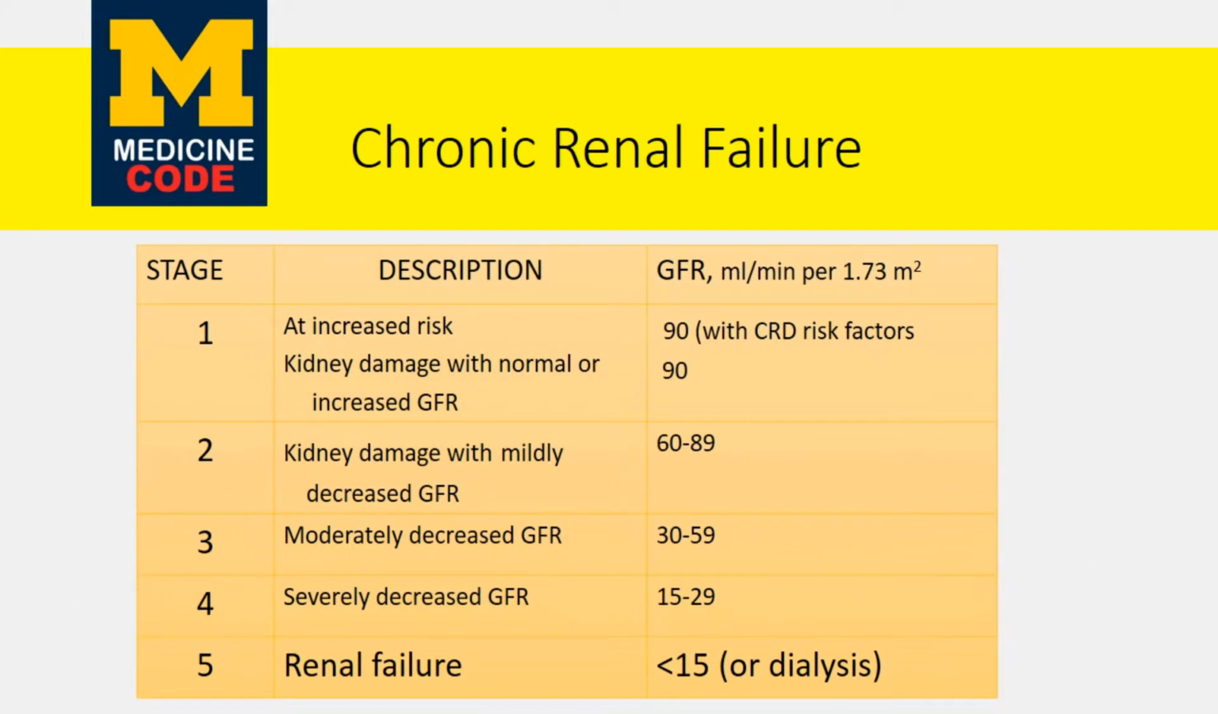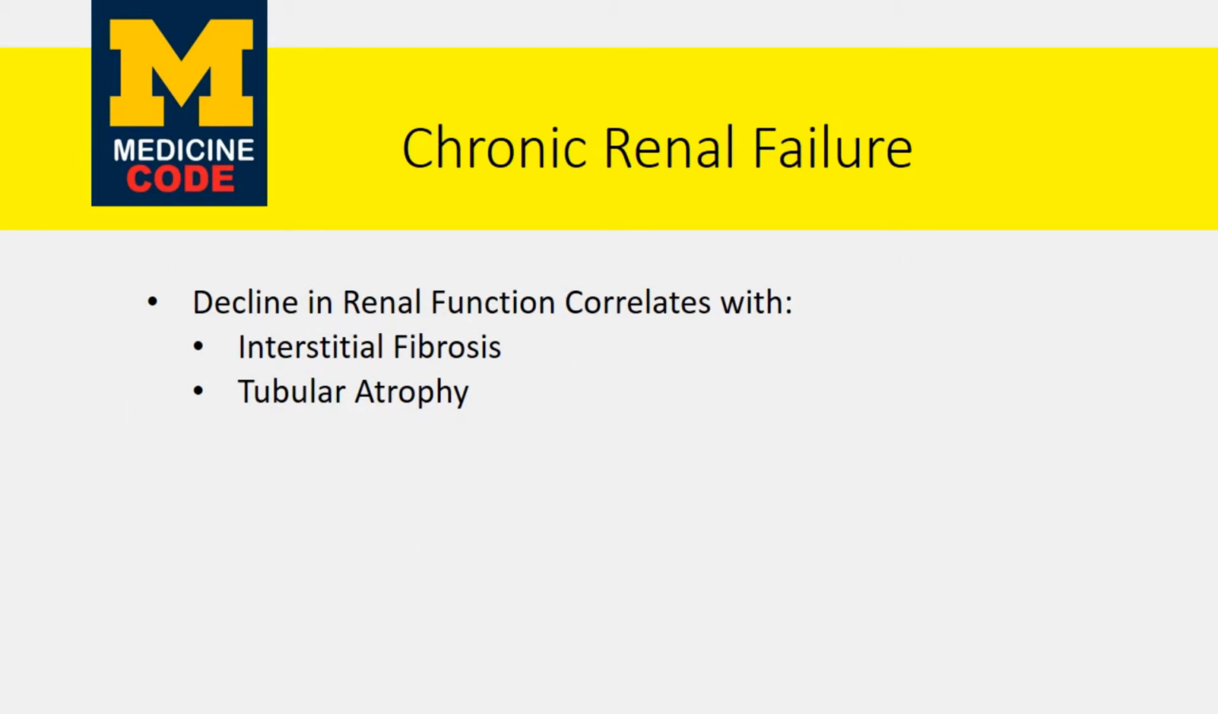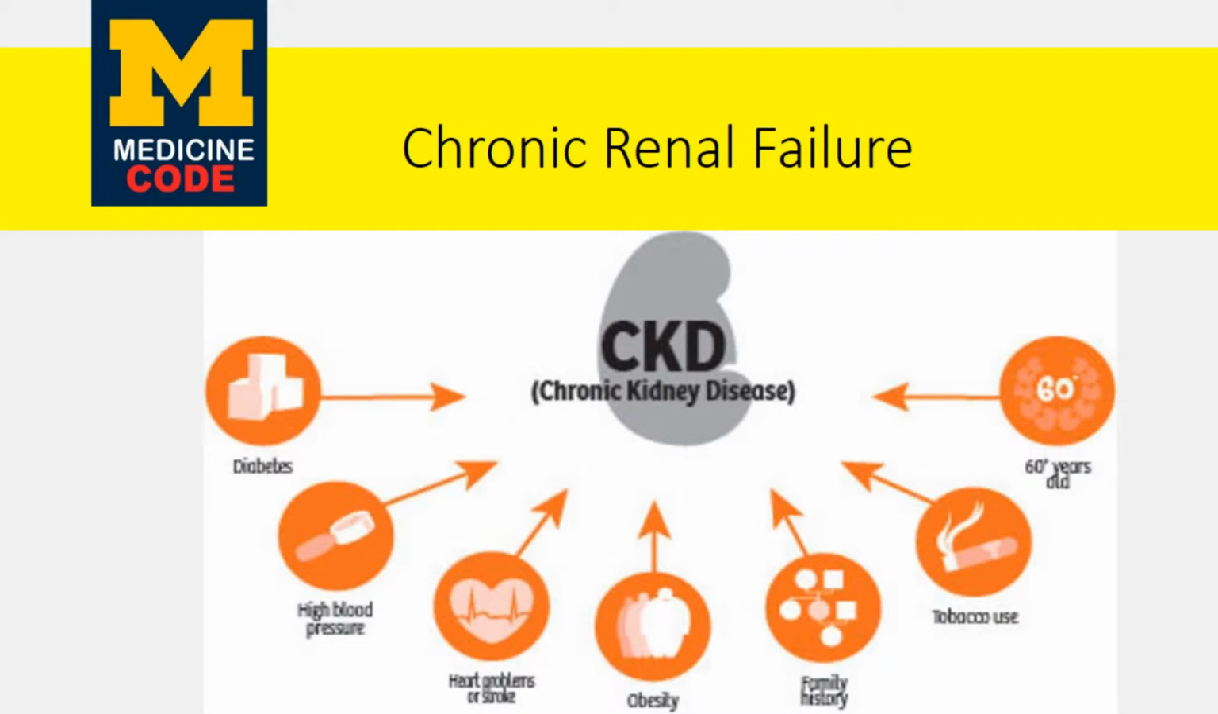This table shows the staging of chronic renal failure based on glomerular filtration rate. Stage 5 of chronic kidney disease with GFR of less than 15 warrants dialysis. The decline in renal function correlates with interstitial fibrosis and tubular atrophy. The most common cause of CKD is diabetes mellitus, followed by high blood pressure and glomerulonephritis. Other causes of CKD are chronic pyelonephritis and polycystic kidney disease. Still other causes of CKD are idiopathic and often associated with small kidneys on renal ultrasound.